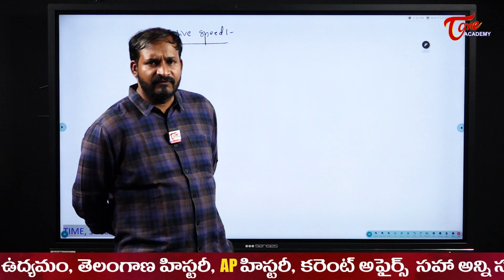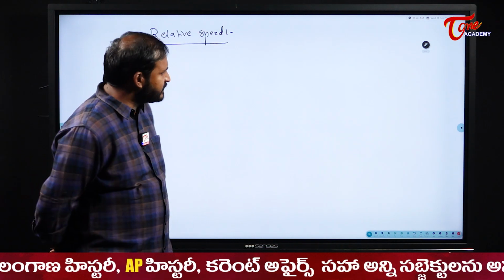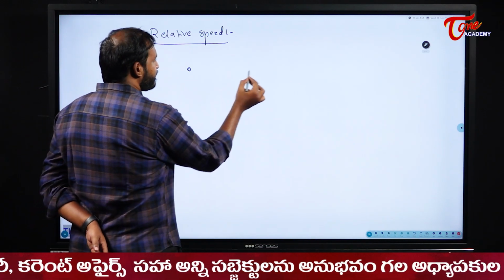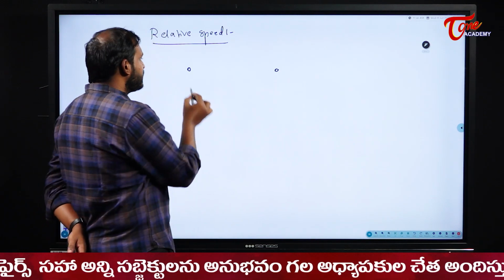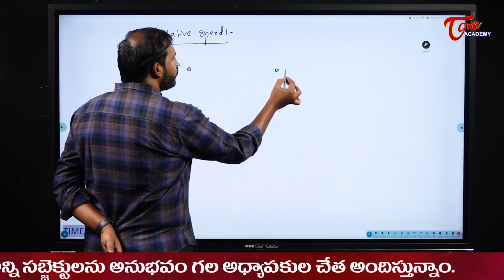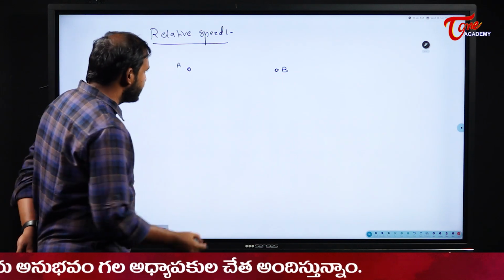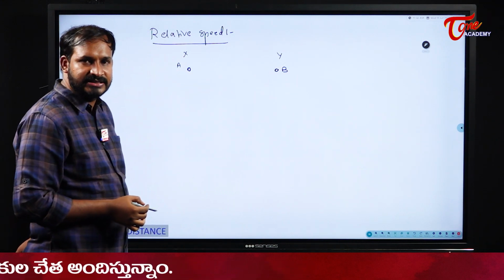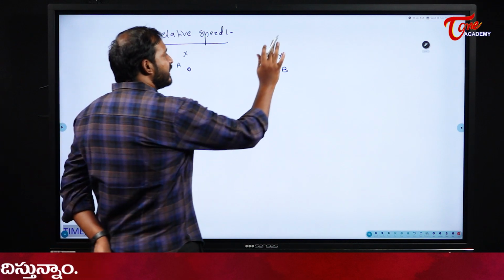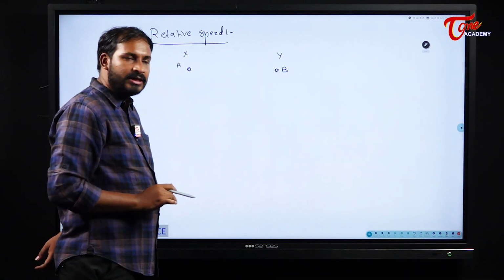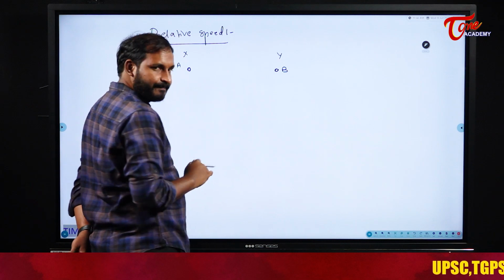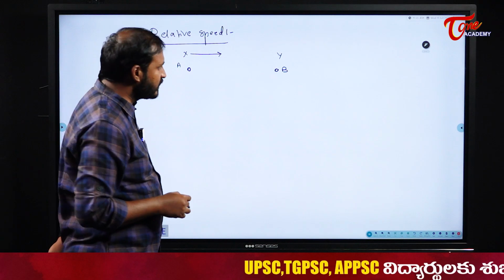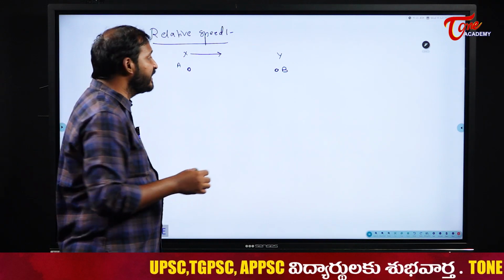What is this relative speed? First of all, let us see what is the difference between the speed and the relative speed generally. For example, assume there are 2 points A and B, and two different persons X and Y are standing in these two positions. If Y doesn't move, assume that Y is stationary, and only X is moving towards B. After what time will he reach B, tell me?